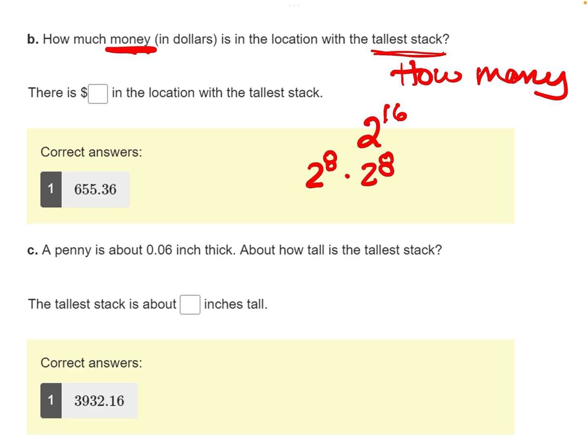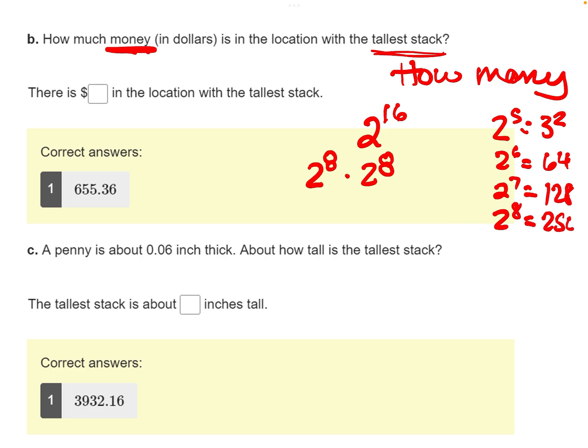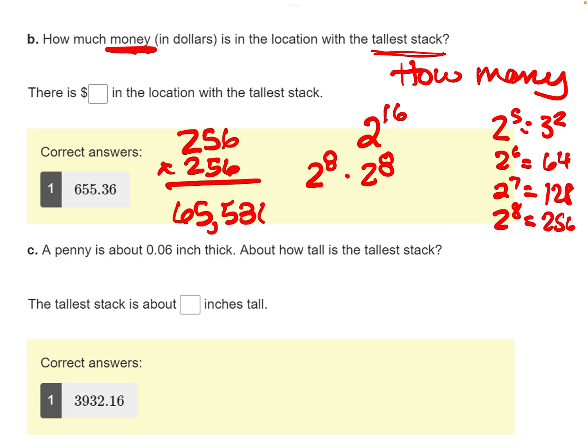And 2 to the 5th, we figured out, 2 to the 5th was 32. So that means 2 to the 6th would be 64, doubling it. And 2 to the 7th would be 128. And 2 to the 8th is 256. So the long multiplication you would have to do is 256 times 256. And that gives you 65,536, which is what a lot of people put in here. And they were upset about that because it did not give them the right answer.